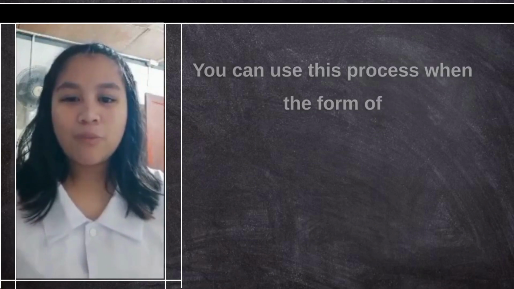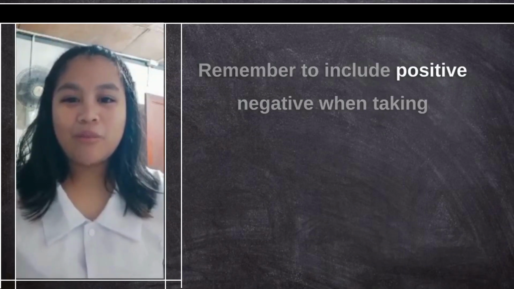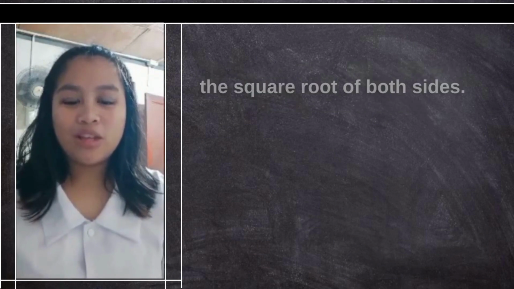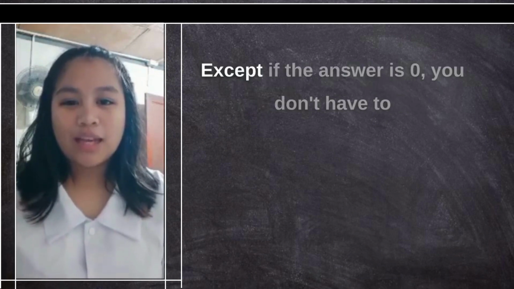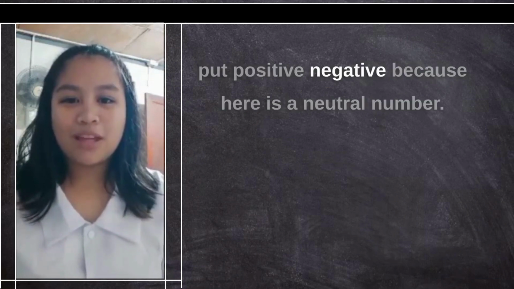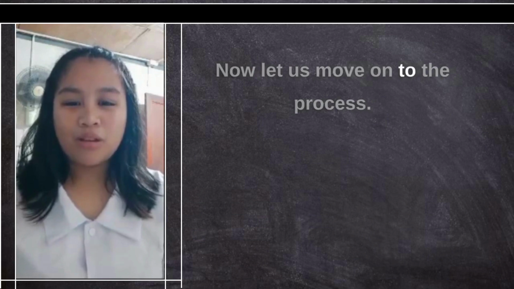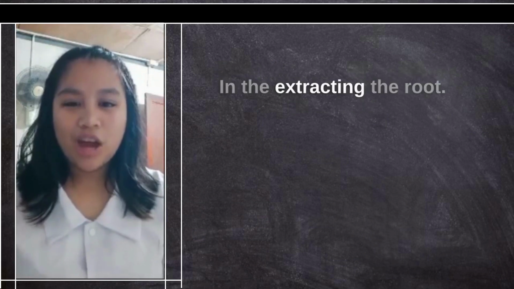You can use this process when the form of the equation is ax squared plus c equals 0. Remember to include positive negative when taking the square root of both sides, except if the answer is 0. You don't have to put positive negative because 0 is a neutral number. Now let us move on to the process in extracting the roots.